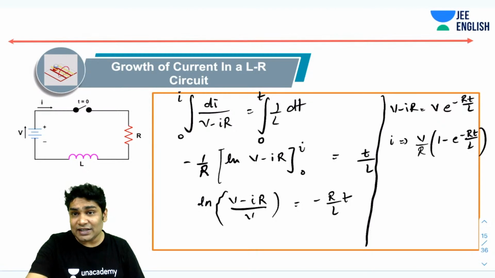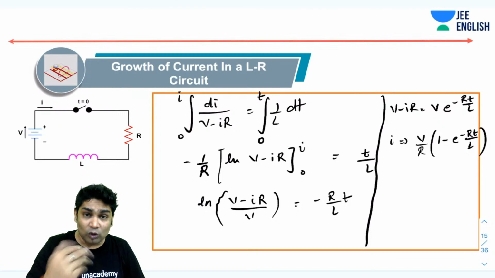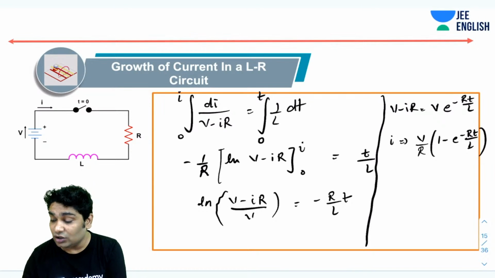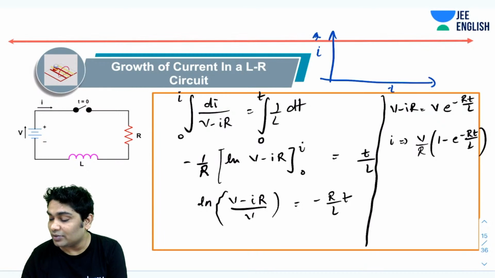Okay. So this is the expression that I'm getting for current. If I want to see the graph of this current, how will this current vary? Let's draw ourselves two axes. On one axis, we can represent the current. On the other axis, we can represent the time.